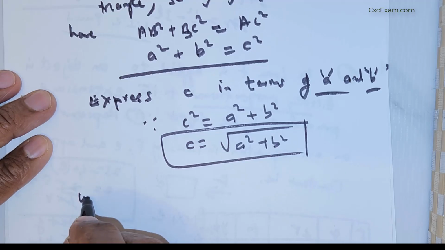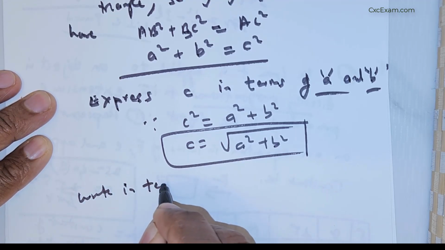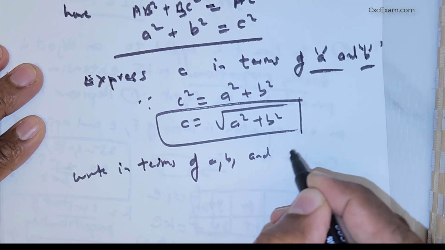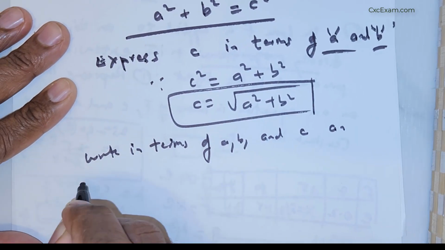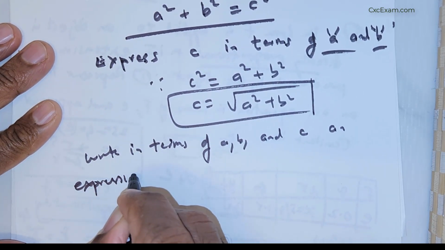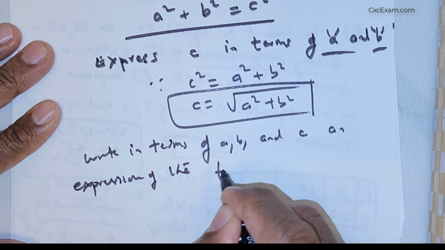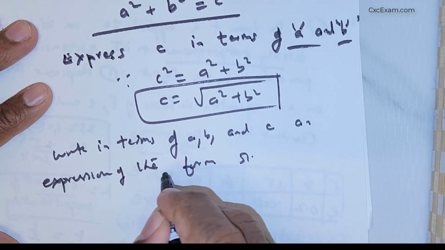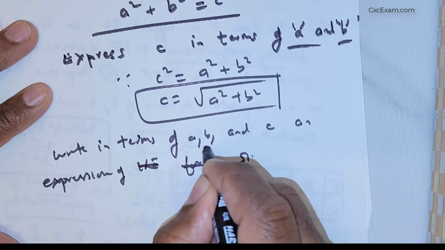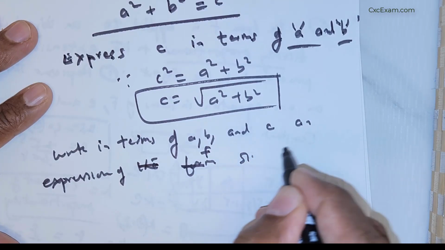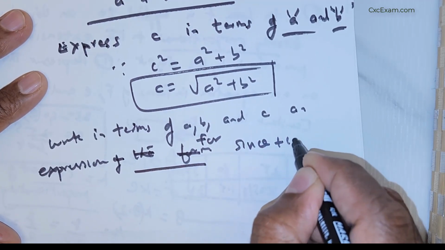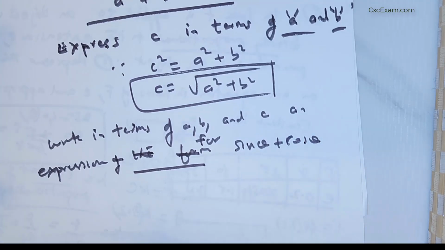Next, write in terms of A, B, and C an expression of the form, or an expression, this is actually stated as an expression for sine theta plus cos theta. So we need an expression for sine theta.